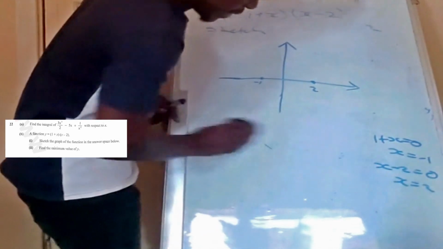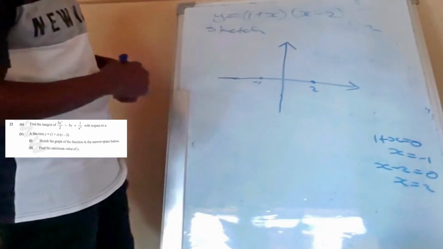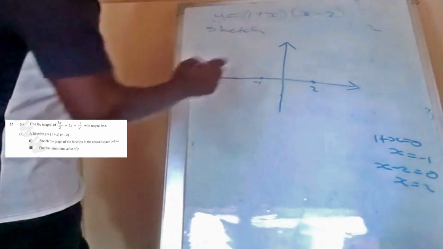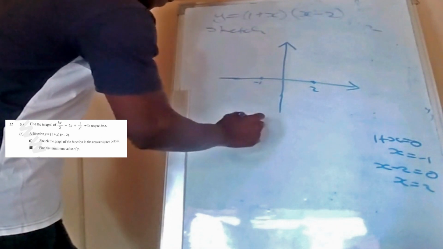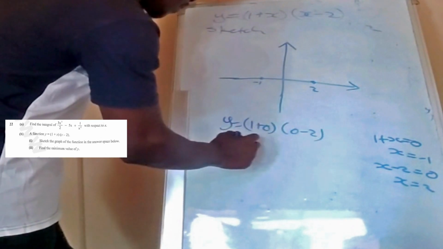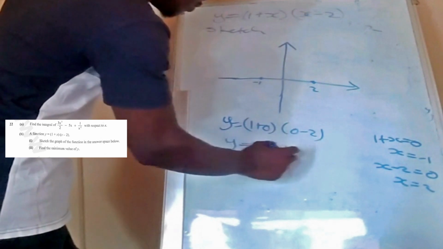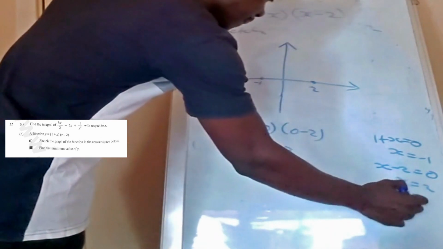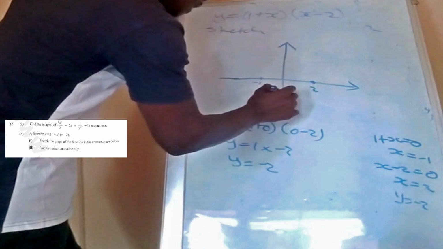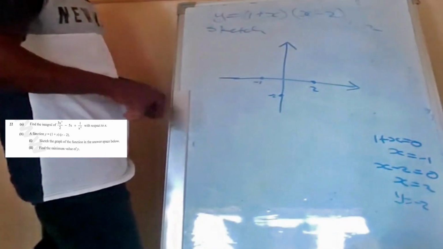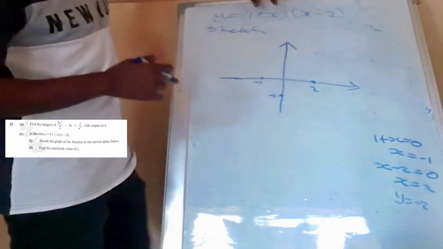We've gotten that. Okay? Then the next thing we should do is look for the y-intercept. To find it, we put 0 where there is x. So y equals 1 plus 0 multiplied by 0 minus 2. So this is y equals 1 multiplied by 0 minus 2, which is negative 2. So y equals negative 2. Our negative 2 on the y-axis is here, so the graph should pass there as well. Then you need to get a general shape of the graph. So what is the highest power of x?